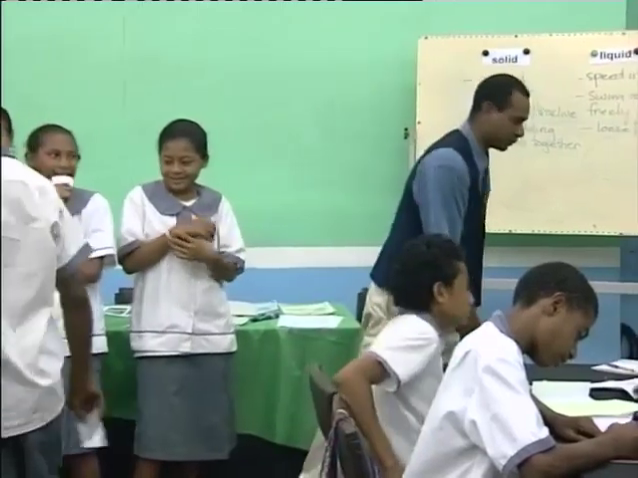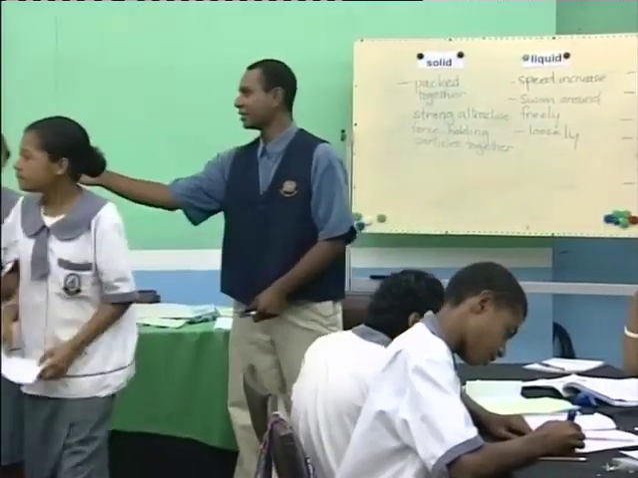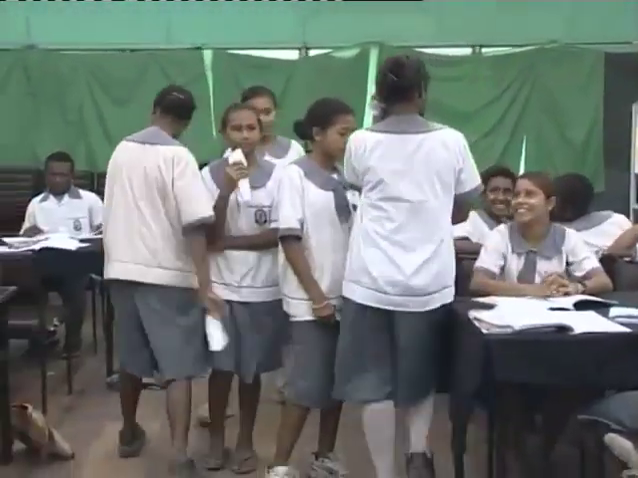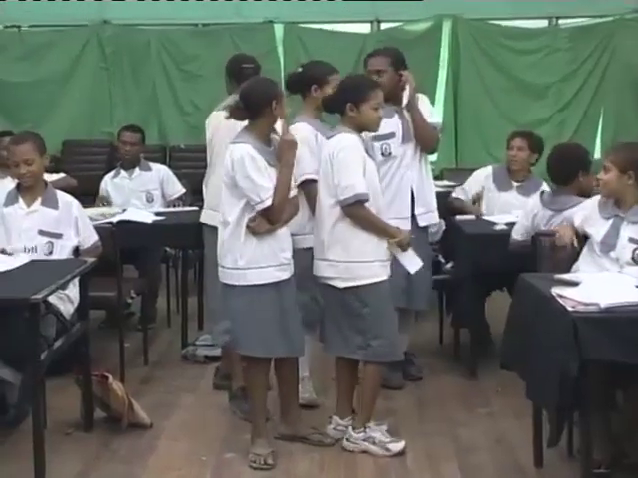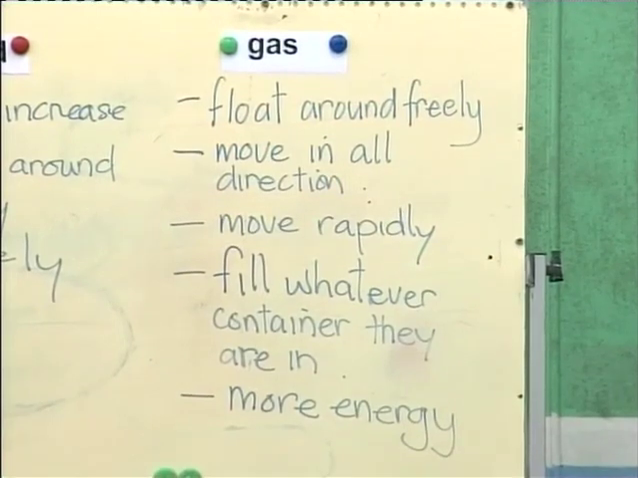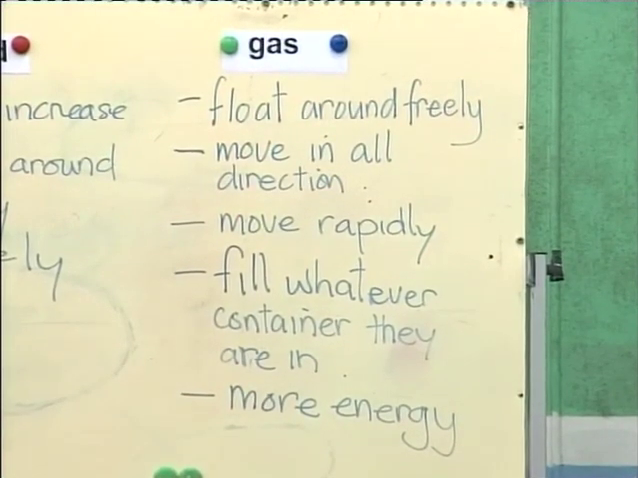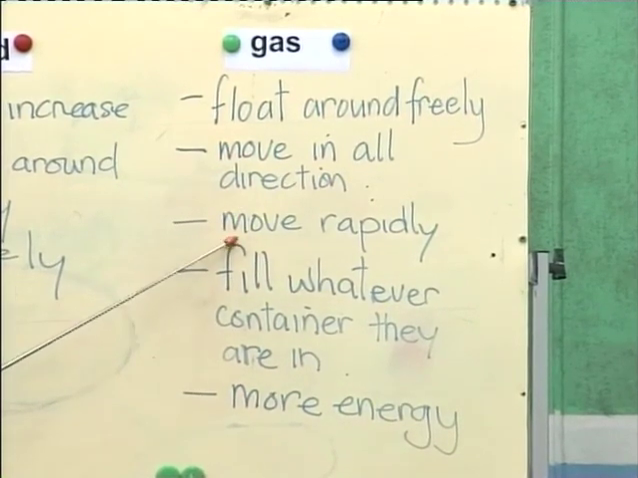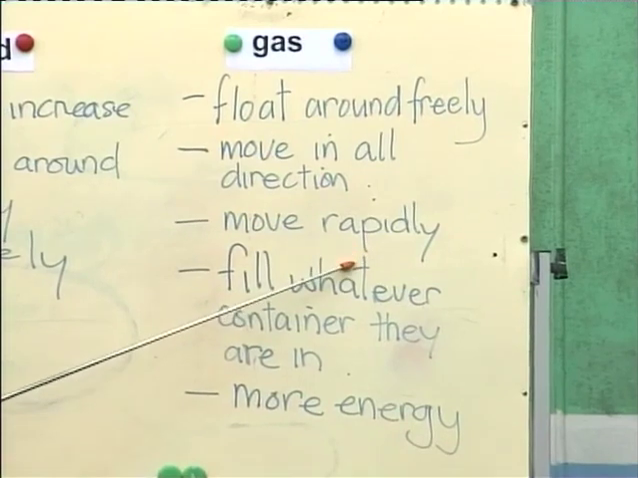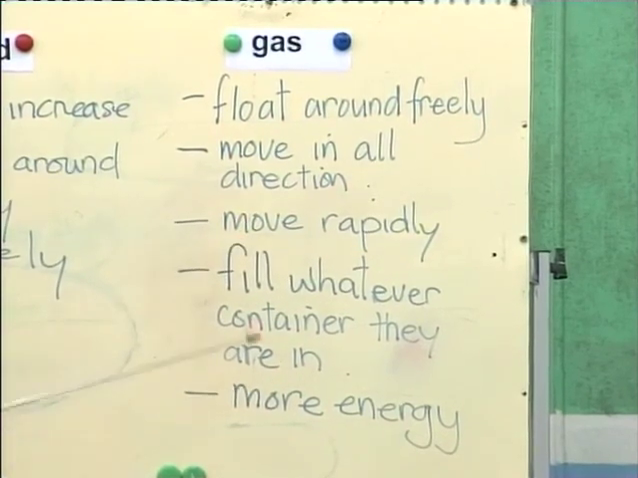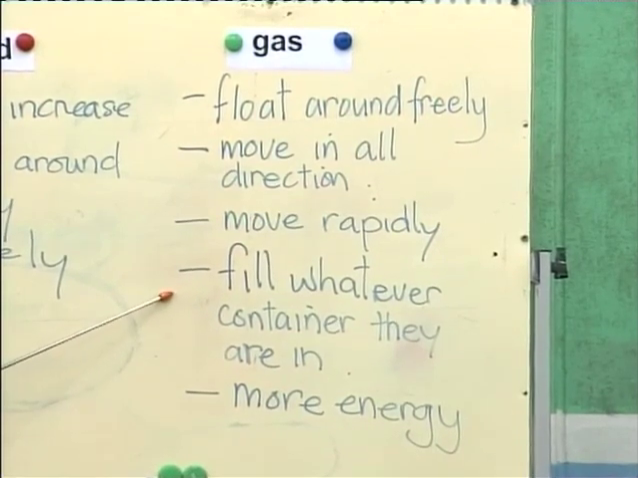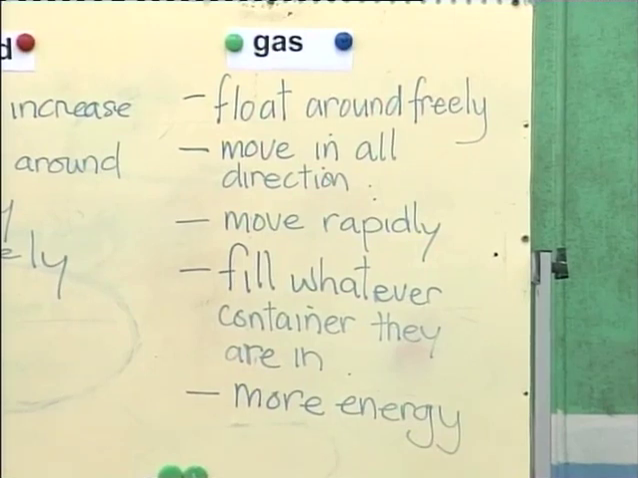Lastly, gas particles. Our description: they float around freely, move in all directions. They move rapidly, meaning they move very, very fast. They fill whatever container, or we can say whatever space they are in, and have more energy.